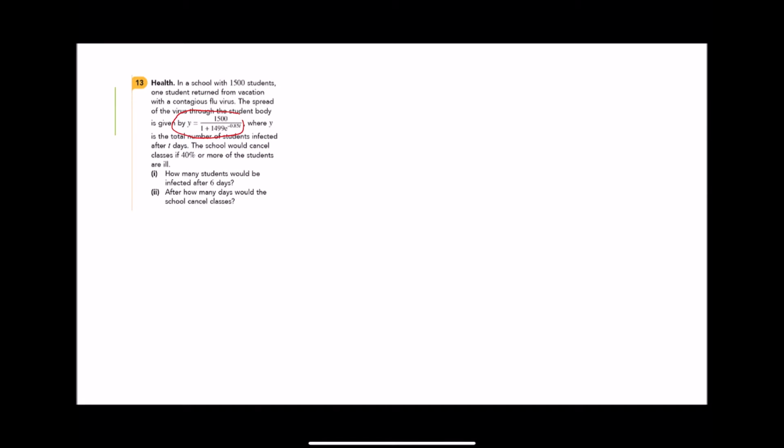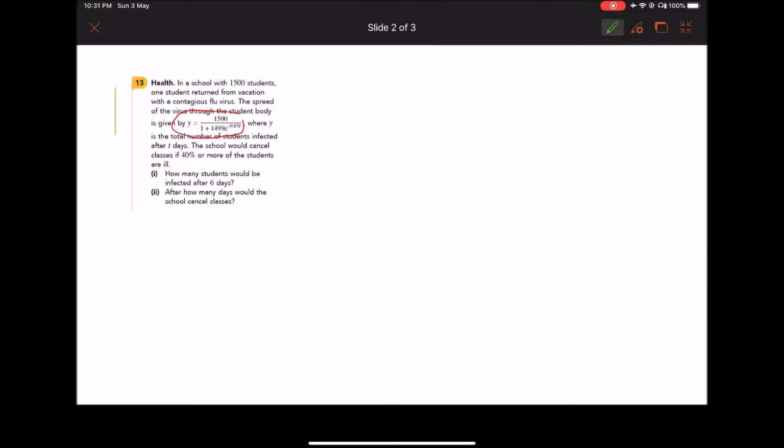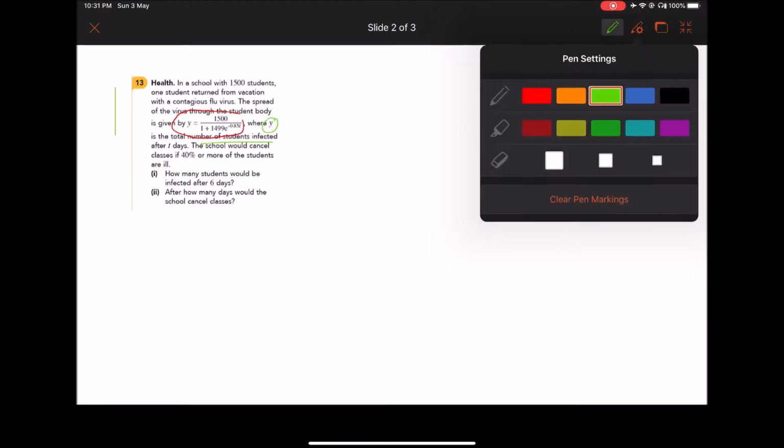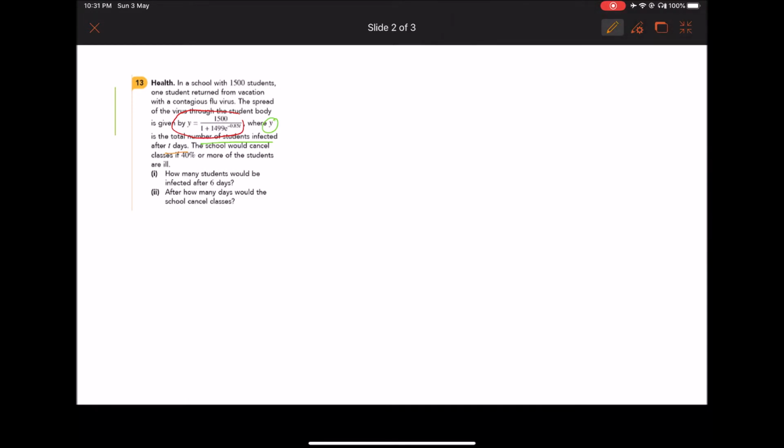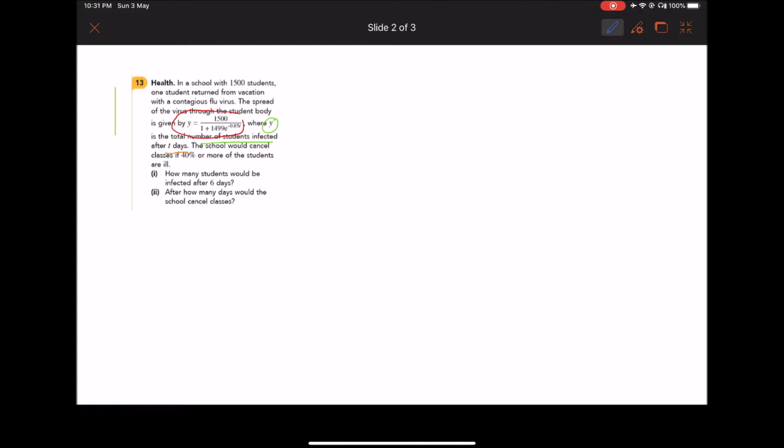So you have to take note of some key points. In this case, some of the key points would be that y is actually the number of students, and we have t days. All right. So school will be cancelled if 40% or more of the students are ill. So how do we actually go about the questions? Let's have a look at the first part. Now the first one is actually quite simple.